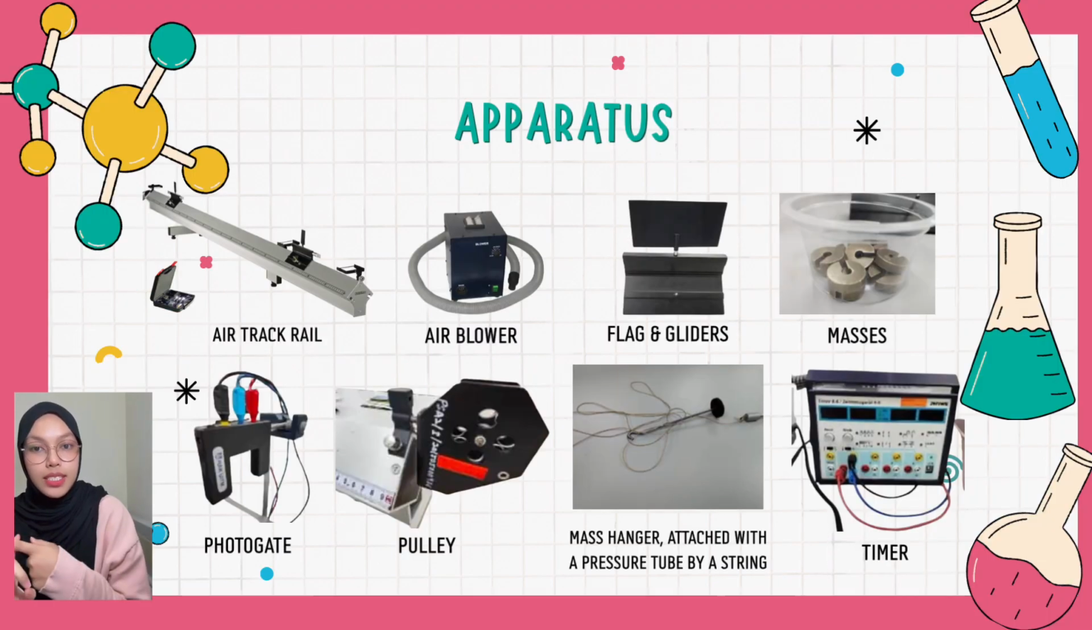So I'm going to talk about the methodology that includes apparatus and procedure. The apparatus needed in this experiment are air track rail, air blower, flat end gliders and the masses, photo gate, pulley, and the mass hanger attached with a pressure tube by a string, and the last one is the timer.